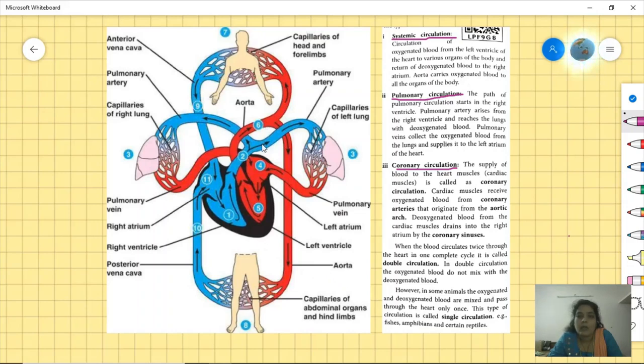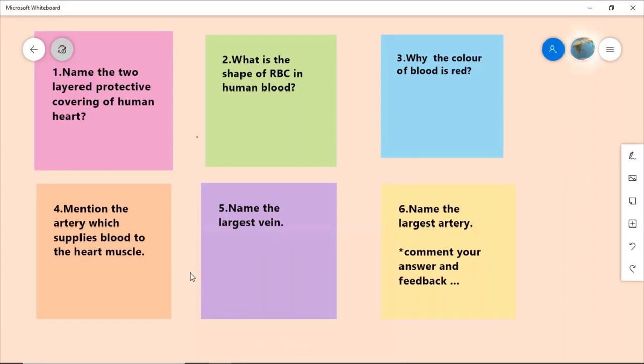Now, one 5-mark question is, what are the types of blood circulation? We have to write these three types: systemic circulation, pulmonary circulation and coronary circulation. That is a 5-mark or 4-mark question. Double circulation and single circulation are 2-mark questions: what is double circulation? Write the definition with the example.